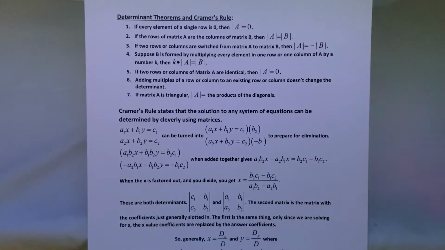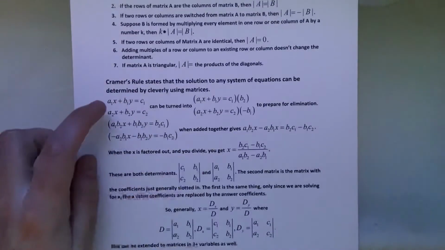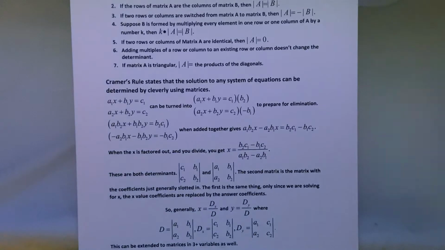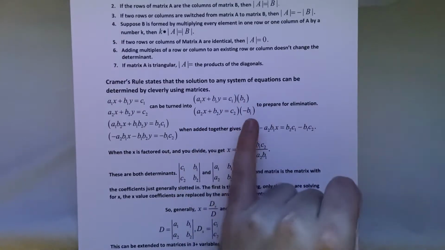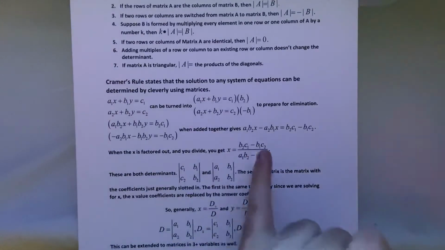More importantly, what we're going to use in this class is Cramer's rule. Cramer's rule says the solution to any system of equations can be determined by cleverly using matrices. If we walk through this, a1x plus b1y equals c1, and a second equation a2x plus b2y equals c2, where the a's, b's, and c's are different, can be solved by multiplying by a certain number. Here we multiply by b2 and negative b1 just to make sure that the y terms will cancel by elimination, giving us this term.